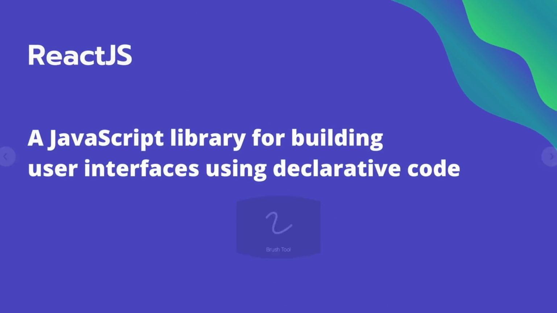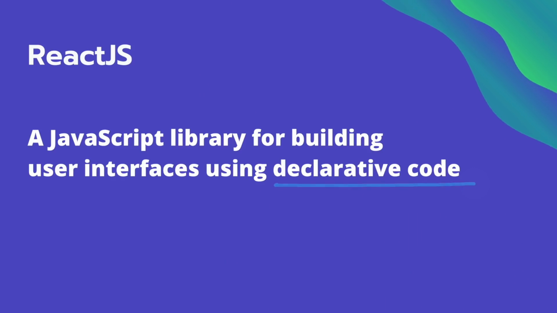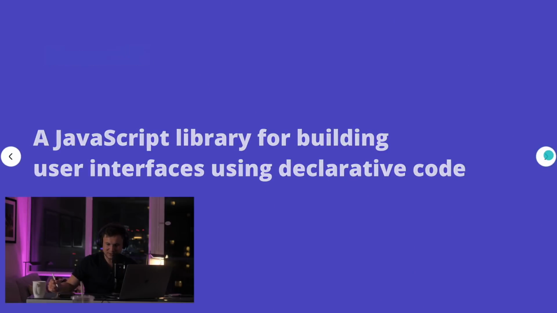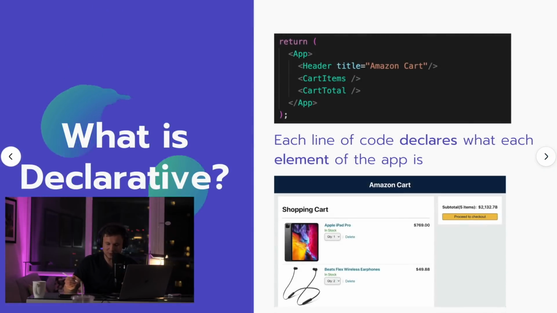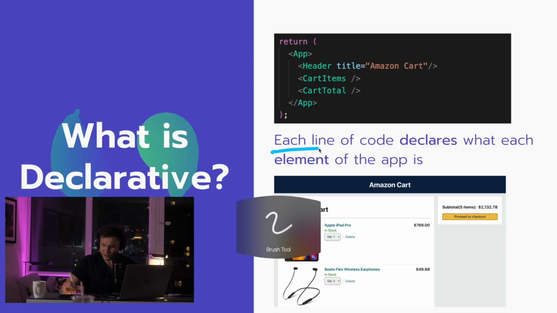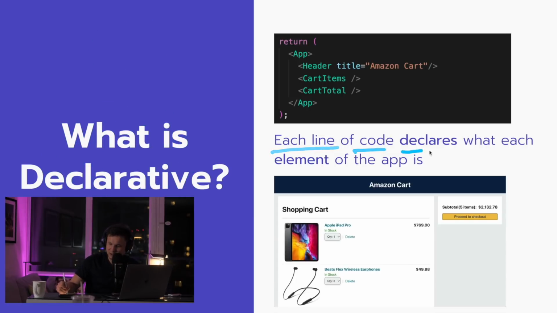That is the question. Pretty simple answer. It is a JavaScript library for building user interfaces using declarative code. Now, what I mean by declarative code, let's take a look at what I'm talking about here. Check this out. So declarative code. Declarative code is pretty simple, where, for example, each line of code declares what each element of the app is. So what do I mean by that?